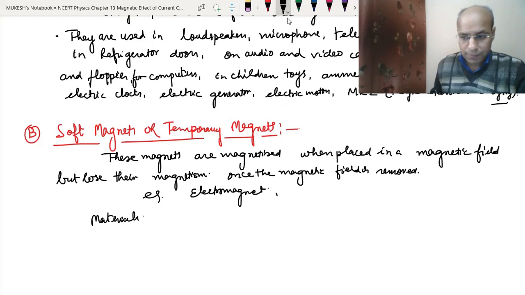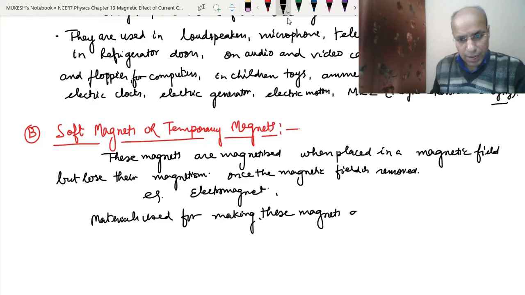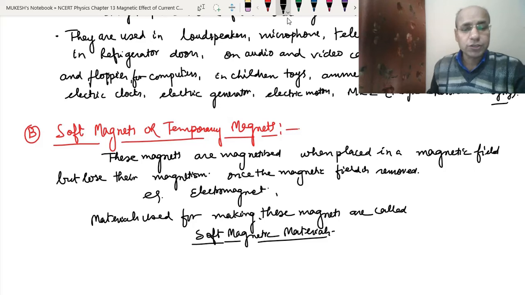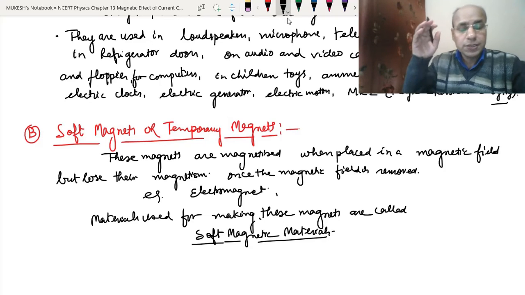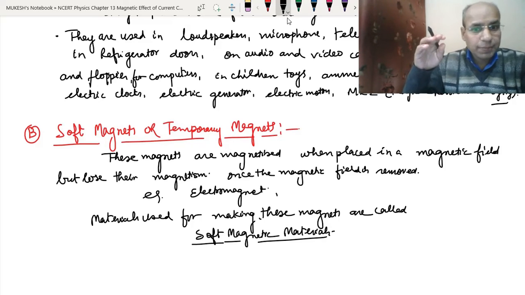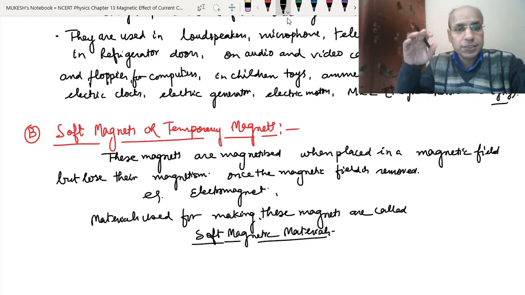And we call these materials soft magnetic materials. Materials used for making these magnets are called soft magnetic materials. I hope this is clear to you. Now let's repeat. So soft magnets or temporary magnets are those magnets which are magnets only while they are in contact with some magnetic material, and once that magnetic material is removed, they also lose their magnetism.